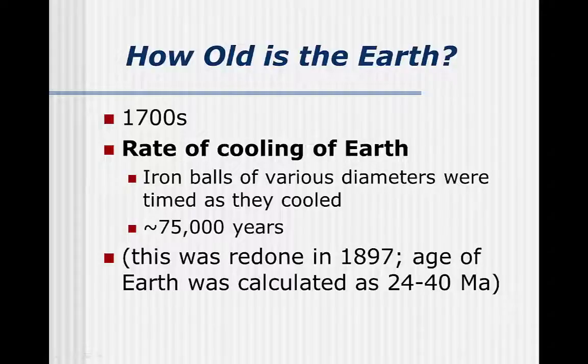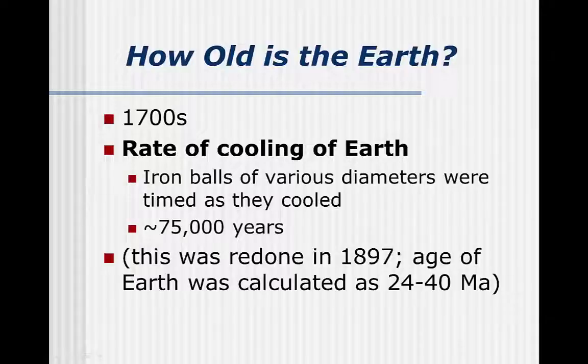The time for different amounts of iron to cool was extrapolated to the size of the Earth, and the first estimate for the age of the Earth was about 75,000 years. Now, this approach was redone with many additional masses of iron to create much larger estimates of 24 to 40 million years. The MA on this slide stands for mega-annum, which means millions of years.